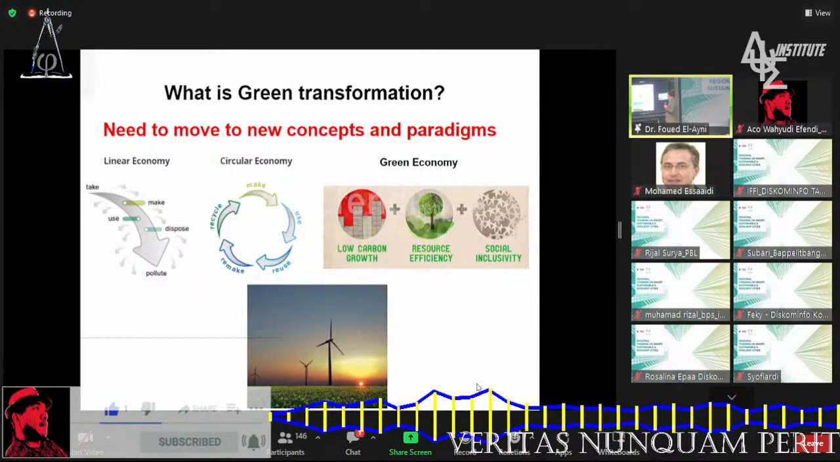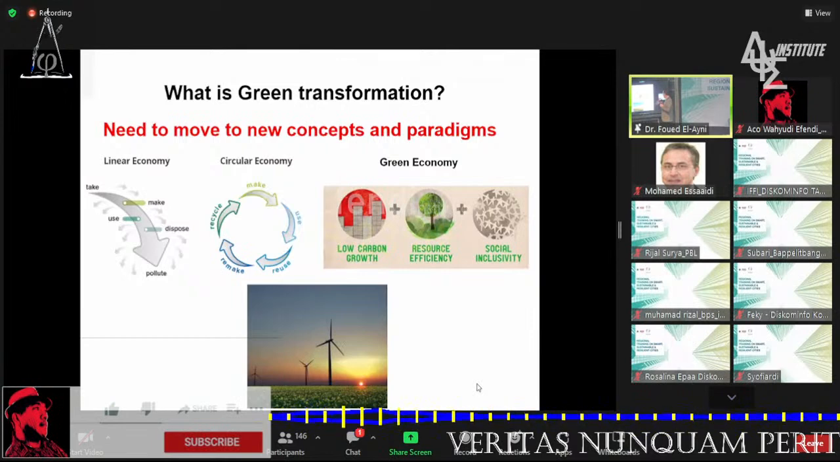So the other concept is the green economy, which is low carbon growth, resource efficiency, and socially inclusive. We also need to shift to renewable energy and all this new technology. So can you go to the next slide?